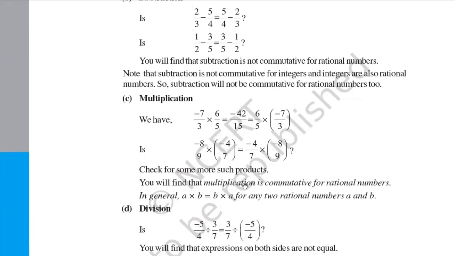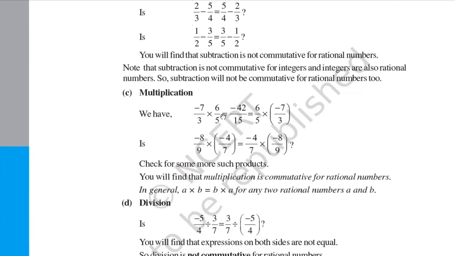Now for multiplication, we have minus 7 by 3 into 6 by 5. That is, we multiply here. So it will come minus 7 by 3. You can see here, and here also it will come the same, when you do it, it is commutative. So you will find that multiplication is commutative for rational numbers. In general, a into b is equal to b into a for any two rational numbers a and b. When we multiply, the negative sign will remain as it is. And when we interchange for multiplication, it doesn't matter what the numbers are, it will always be commutative.